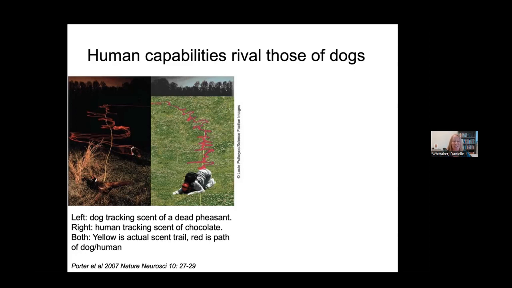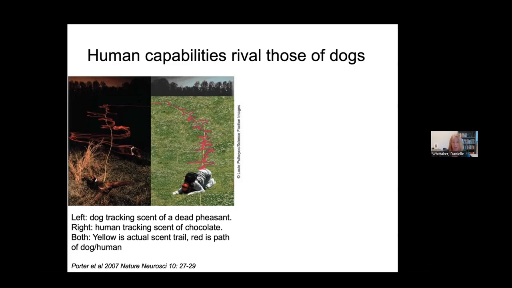And it turns out they actually did just as good a job as dogs did. You'll notice the paths they took, the red there, follow a very similar pattern. It's this distinctive zigzag pattern that we use when tracking scent. When the smell gets stronger, you move towards it, and when it gets weaker, you move away from it, which results in this zigzag pattern.